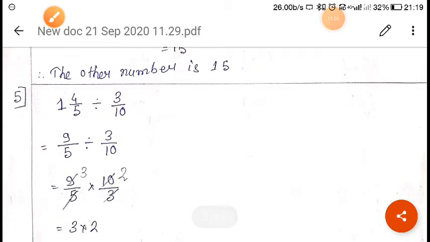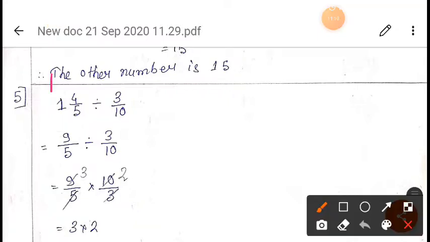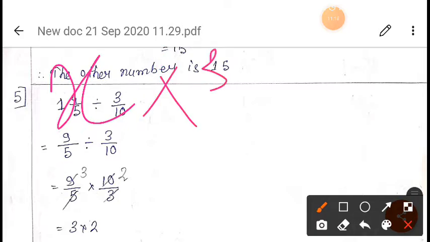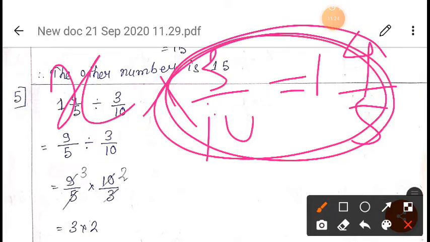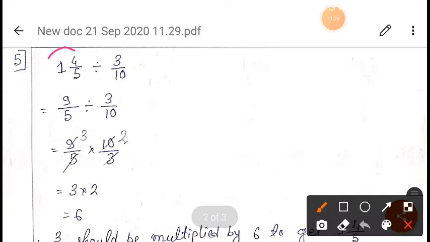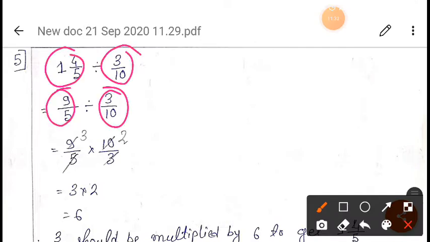Now next is question number 5. By what number should this be multiplied to get this? By what number means what? Suppose this number is x here. By what number should this 3 by 10 be multiplied to get 1, 4 by 5? So what we have to do, we have to divide these two numbers, this number and this number, as you can see. When you solve this, it will give you 9 by 5 divided by 3 by 10. So when you multiply this, we will get 6 here.